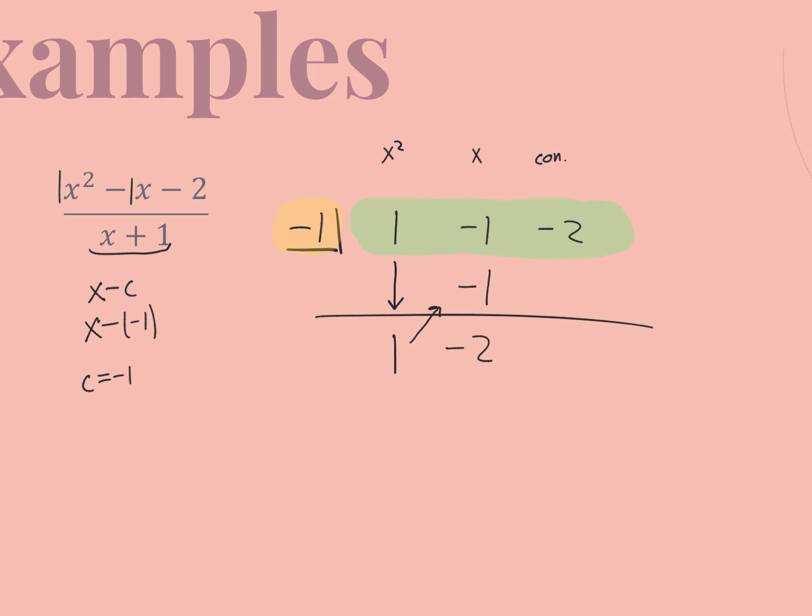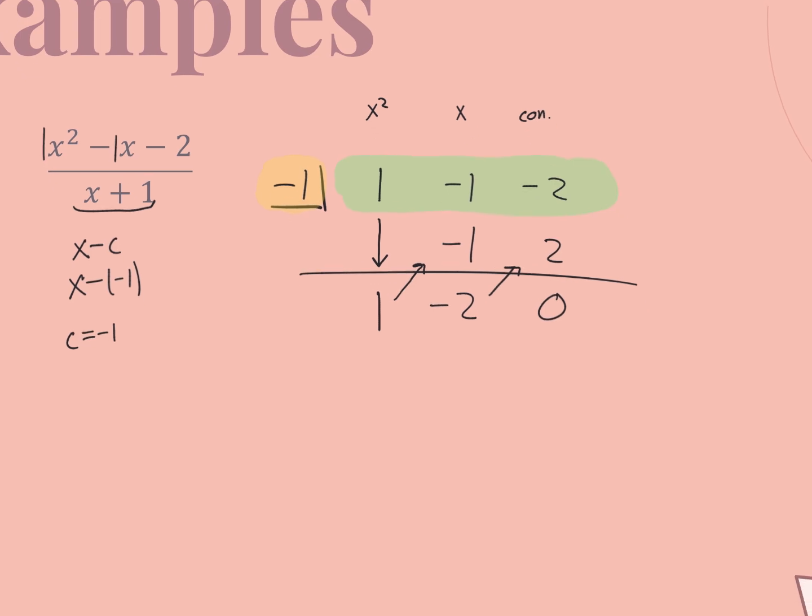Here, going vertically, you're going to add. So negative 1 plus negative 1 is going to get you a negative 2. So vertically, you're going to add, and then diagonally up, you're going to multiply. So from this negative 2 to get to this spot, I'm going to have to multiply by that negative 1. So negative 2 times negative 1 is a positive 2. And then once again, vertically, you're going to add. So negative 2 plus 2 is going to get you a 0.